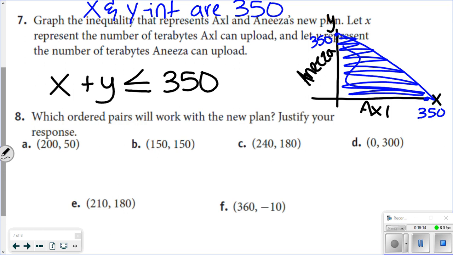Okay, so if we add these two things together, 200 is my x, plus 50 is 250. Is that less than 350? Yes, so this works. Okay, 150 plus 150 is 300. Is that less than or equal to 350? Yes, it's a true statement, so it works. So go ahead and pause the video, and I want you to answer C through F. Do they work?